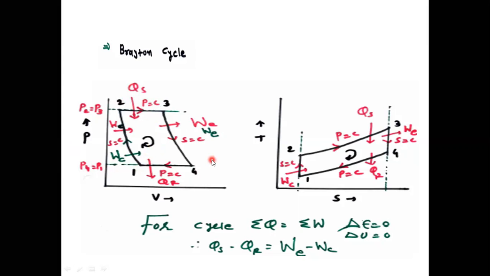So sigma Q is equal to W net. W net you can write as Q supplied minus Q rejected is equal to WE minus WC. What are WE and WC? WE is expansion work and WC is compression work. You can also see there are 2 work interactions during this cycle, one is expansion work and another is compression work. So W net is equal to W expansion minus W compression, and for a cycle W net is equal to Q net, and that Q net is equal to Q supplied minus Q rejected.